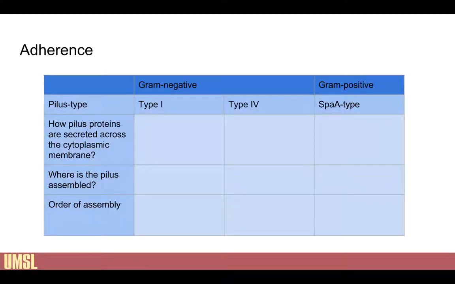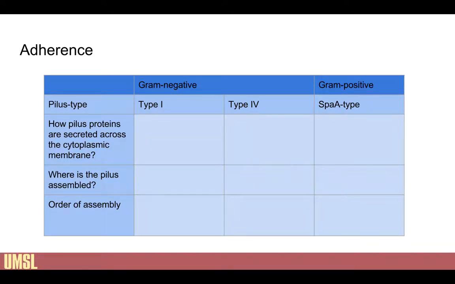All right, so we're going to think about this particular table here. How are these proteins secreted across the cytoplasmic membrane? In all cases that we saw, they had to be secreted by the general secretion system, right? So those proteins get out into either the periplasm or the extracellular environment for gram-positive bacteria through the Sec system.